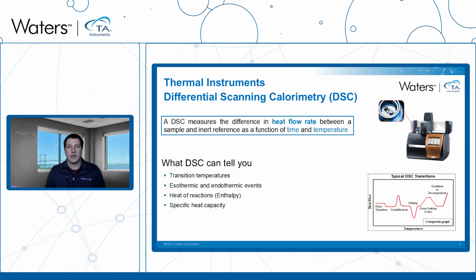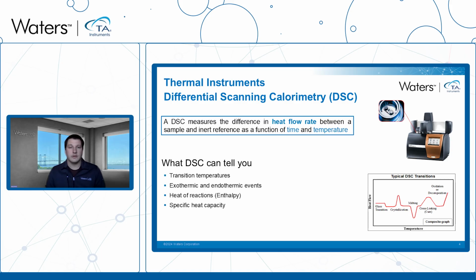Next is our differential scanning calorimeter, or DSC. The DSC measures the difference in heat flow rate between a sample and an inert reference to provide a very precise measurement of heat flow, typically as a function of time and temperature. The DSC can tell you about transition temperatures of your material, other exothermic or endothermic events, the heat of reaction, or specific heat capacity. The transition temperatures measured with the DSC are often the same ones that are measured with dynamic mechanical analysis, or DMA, which you will hear about more in the webinar.